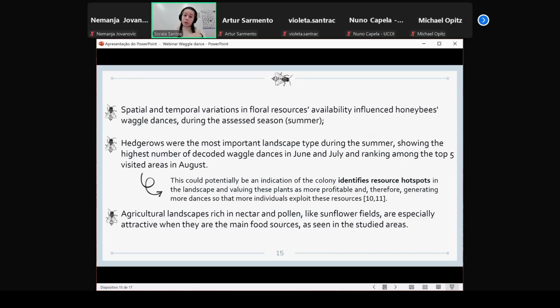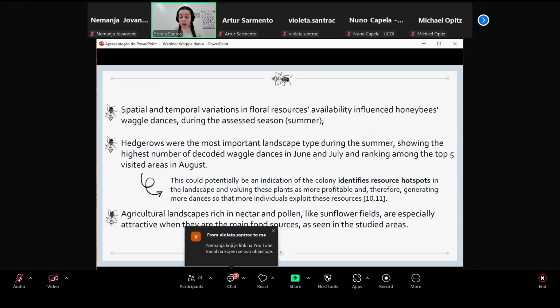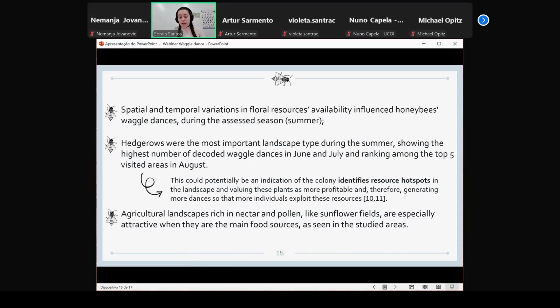And hedgerows were the most important landscape type during the summer, with the highest number of decoded waggle dances in June and July, but also one of the top 5 visited areas in August. This may be an indication that the colony identifies resource hotspots in the landscape and rates these plants as more profitable, thus generating more dances so that more individuals use the resources.